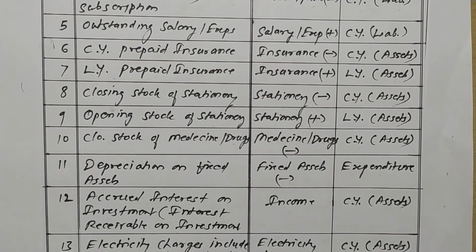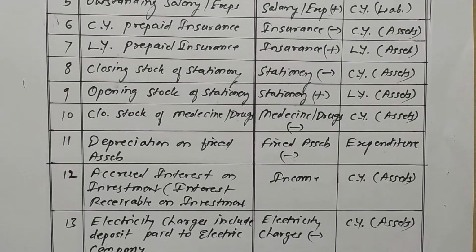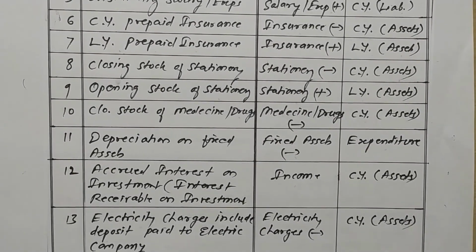11th adjustment. Depreciation on fixed assets. It is to be deducted from fixed assets and second effect will appear on expenditure side. 12th adjustment. Accrued interest on investment or interest receivable on investment. It will appear on income side and second effect will appear on current year asset side.